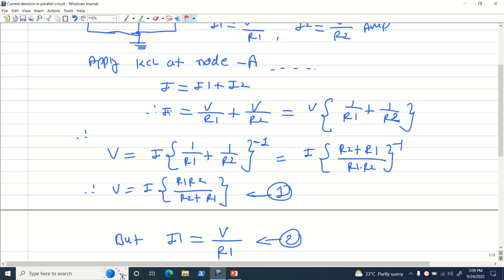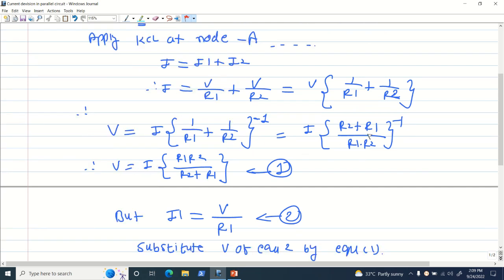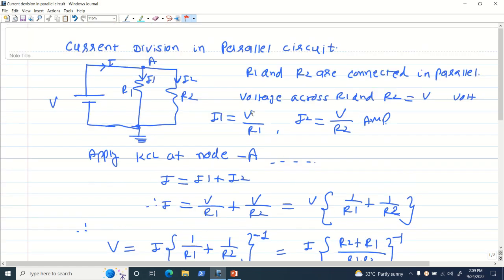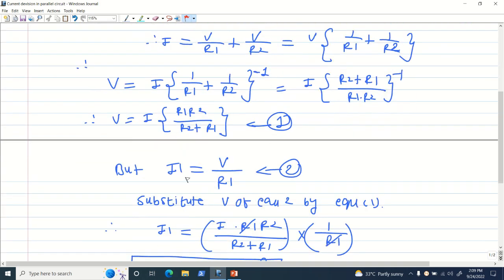V will be equal to I, and take this to this side, so it would be inverse. So it is 1 upon R1 plus 1 upon R2, whole inverse. So that is equal to I into R2 plus R1 upon R1 R2, inverse. So take its inverse, so V is equal to I R1 R2 upon R1 plus R2, equation number 1. Right, but we had already obtained the equation of I1, that is V upon R1, so I1 is equal to V upon R1, equation 2.